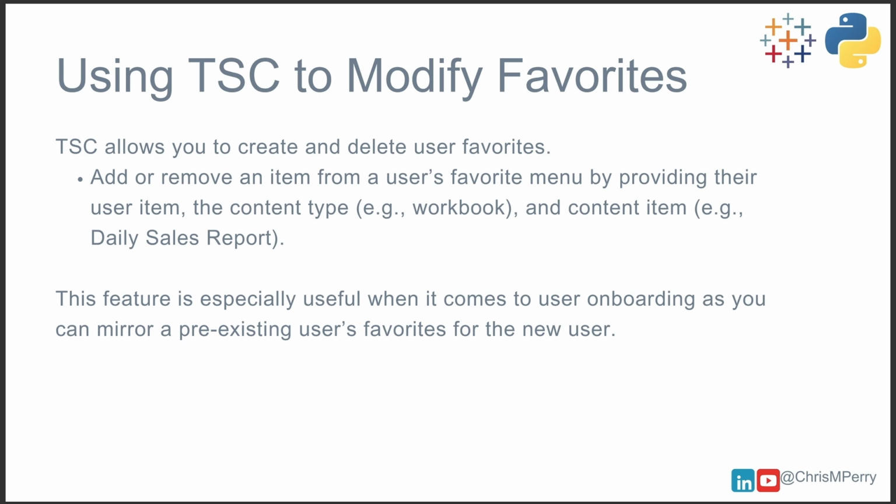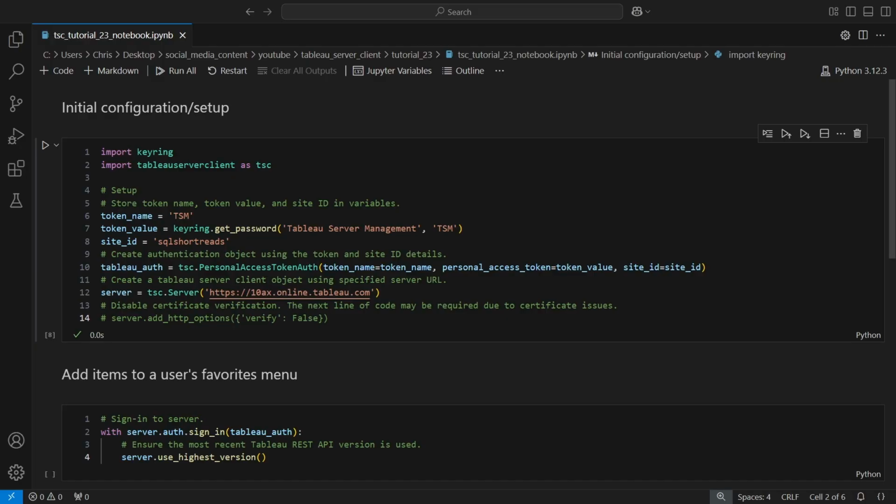To showcase each type of request, let us jump over to Visual Studio Code to begin developing a script that adds a favorite to a user's favorites menu and subsequently removes that same favorite. Alright, let's go ahead and get started.